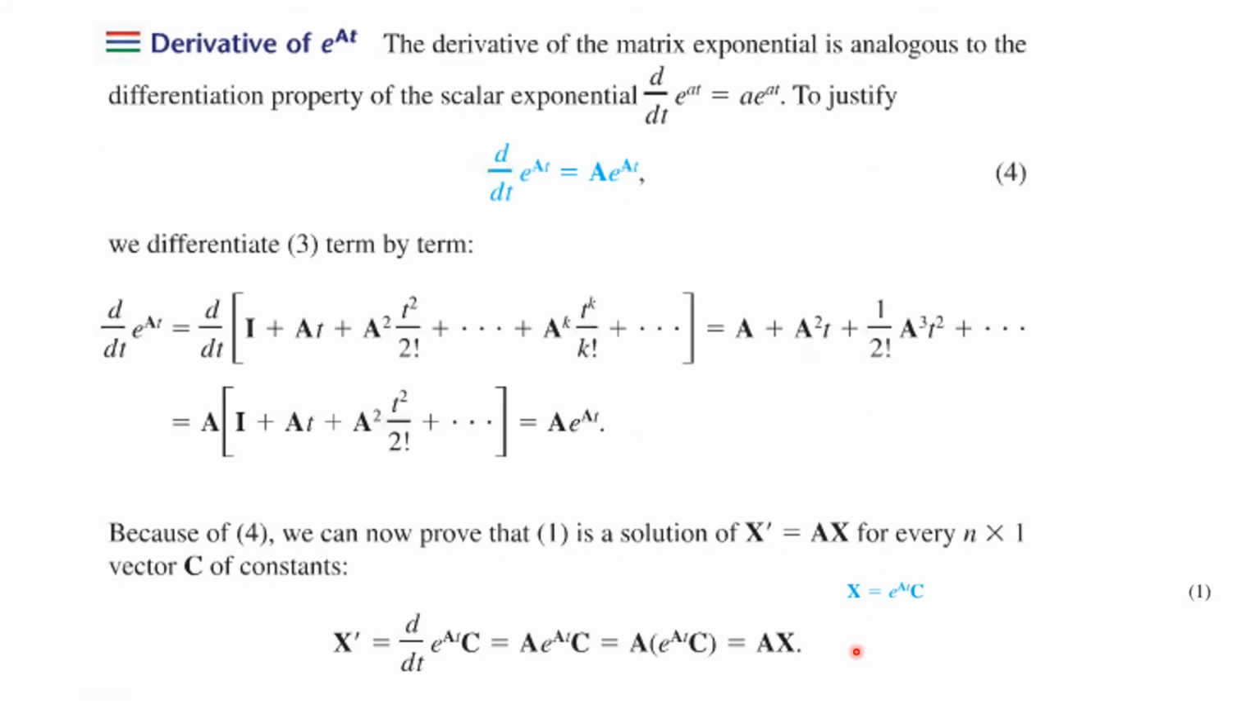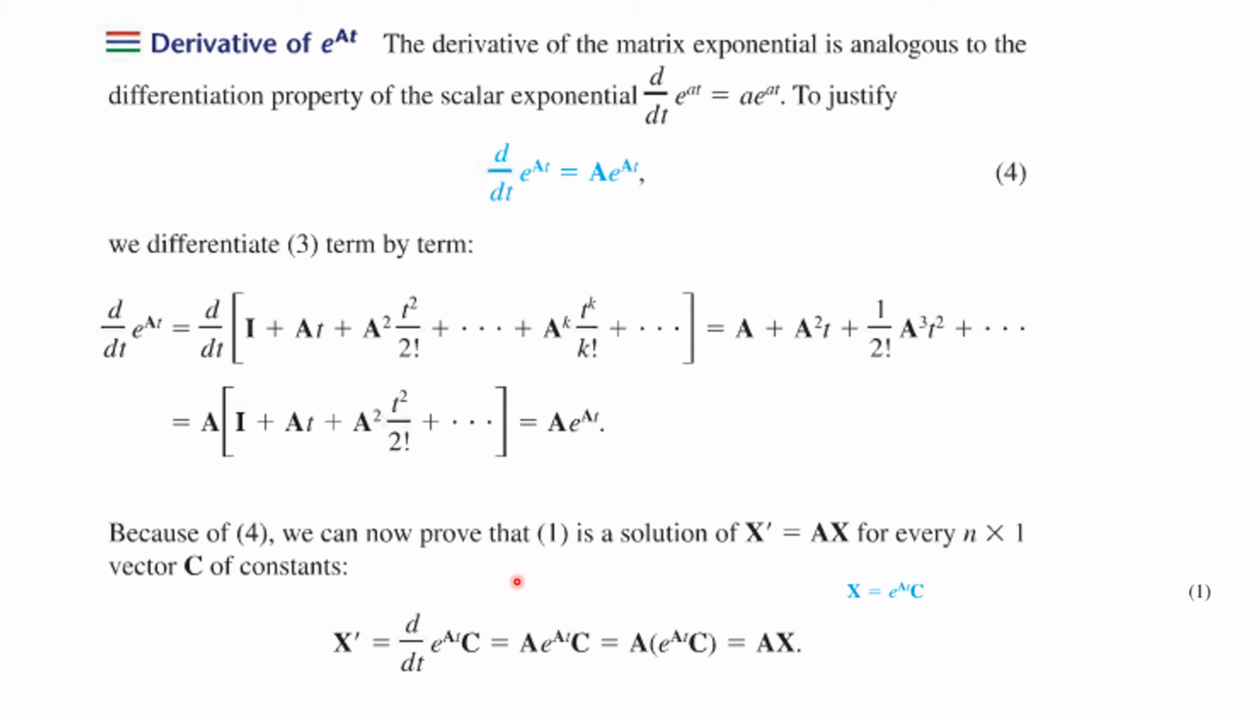We can also take the derivative of e to the At, doing term by term here. The derivative of a constant matrix is just zero. So we go through, we take the derivatives here with respect to t, and we'll get this. But then I can factor the A out, and note that this is e to the At yet again. So you see the derivative of e to the At, where A is a matrix, is the matrix A times e to the At.